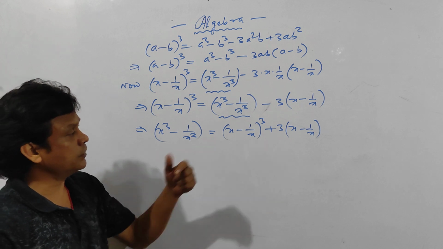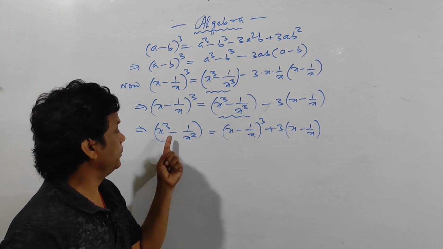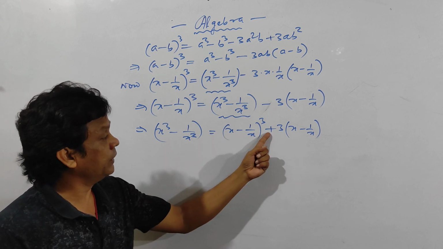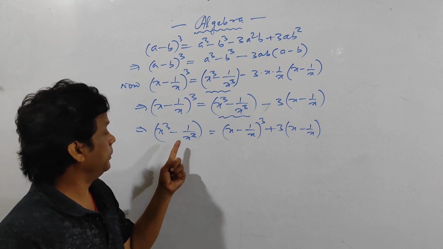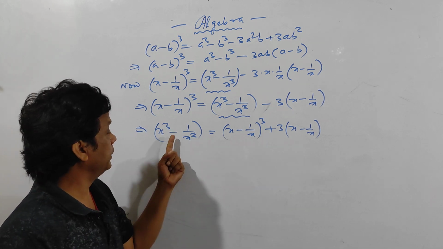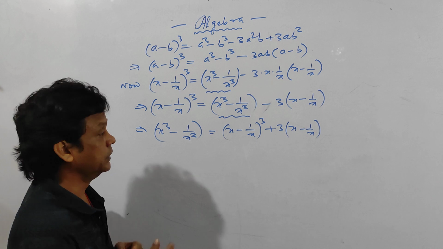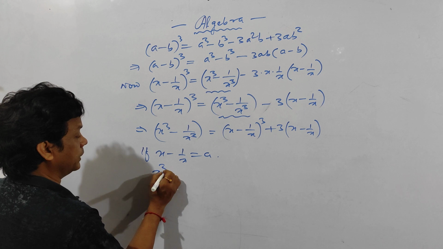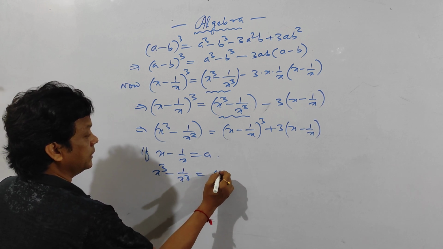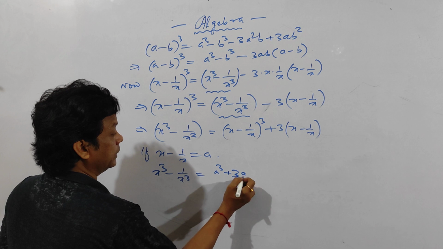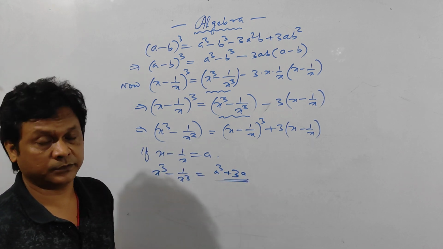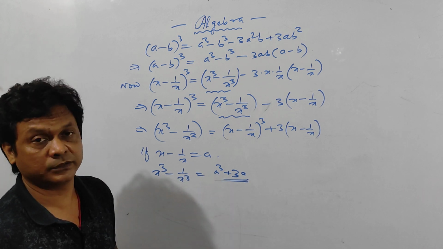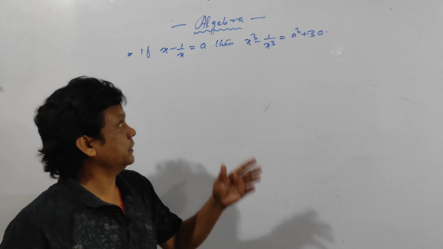And very interesting, it is very easy to remember. If we take these two positive, so this will become positive. If we take these two negative, this will become negative. But the middle one, the sign is opposite. If we take minus, it will become positive. If we take it positive, this will become minus. That means if x minus 1 by x is equal to a, your formula for x cube minus 1 by x cube is a cube plus 3a. But in the previous case, I have written a cube minus 3a. If this is minus, this will become plus. If this is plus, this will become minus. Clear? So this is the formula.